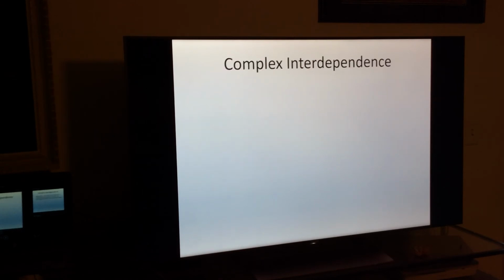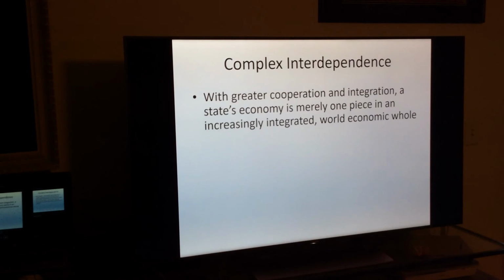Complex interdependence. With greater cooperation and integration, a state's economy is merely one piece in an increasingly integrated world economic whole.